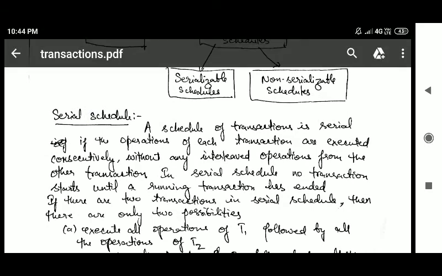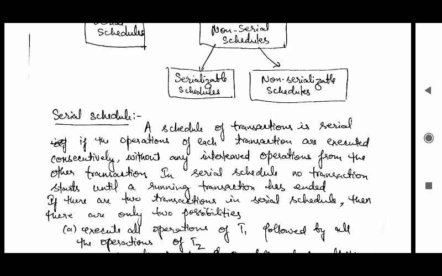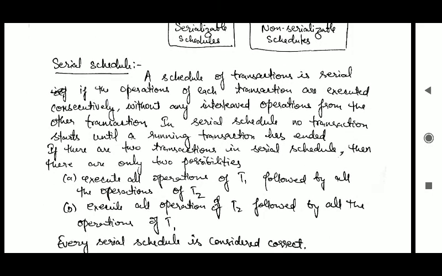A schedule of transactions is serial if the operations of each transaction are executed consecutively without any interleaved operations from the other transaction. In serial schedules, no transaction starts until a running transaction has ended. If there are two transactions in a serial schedule, then there are only two possibilities.